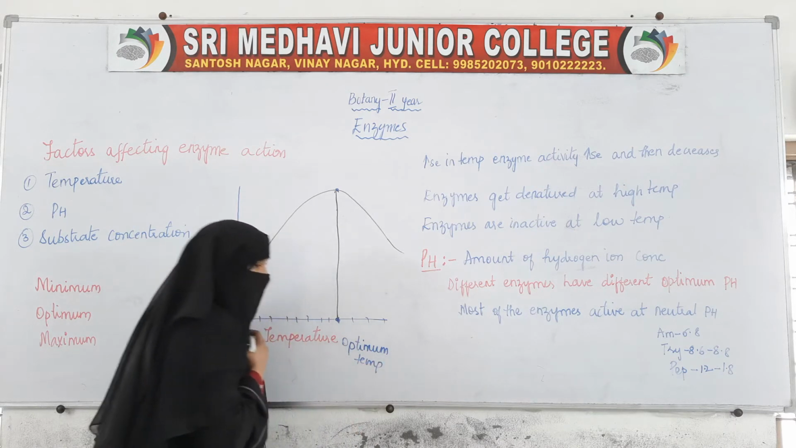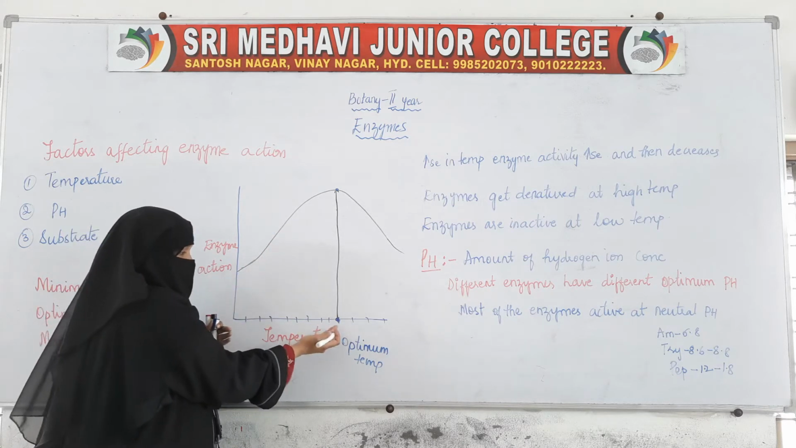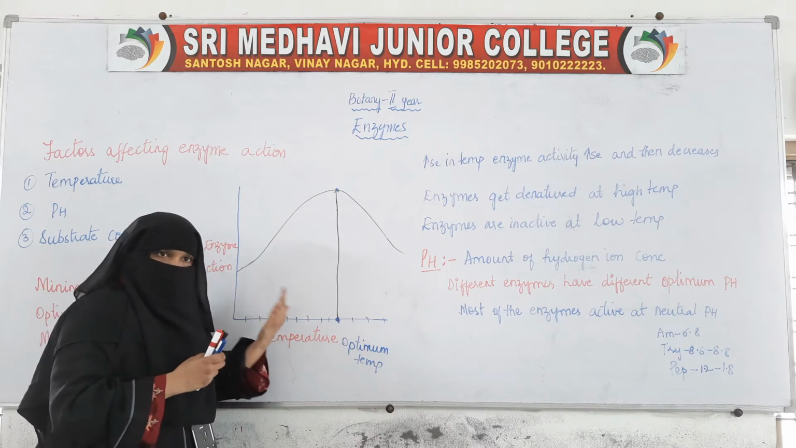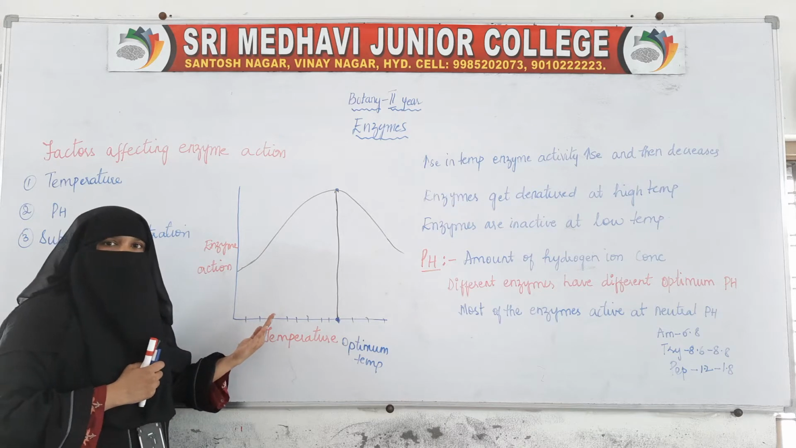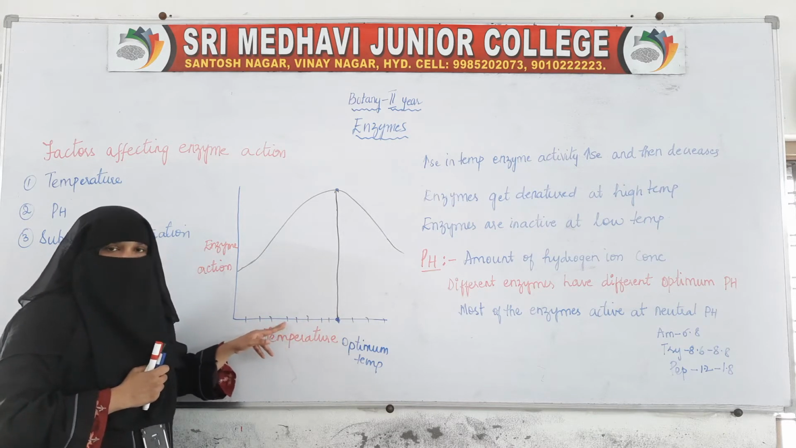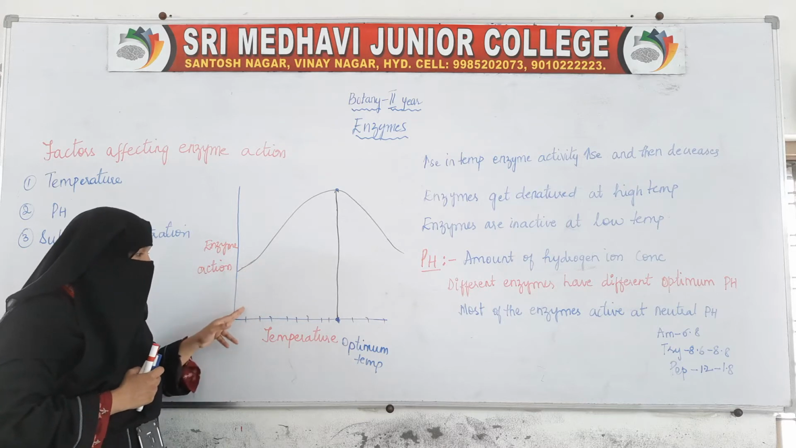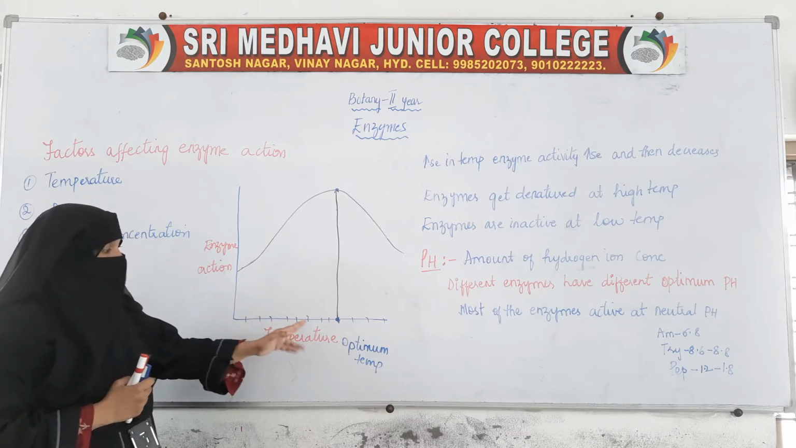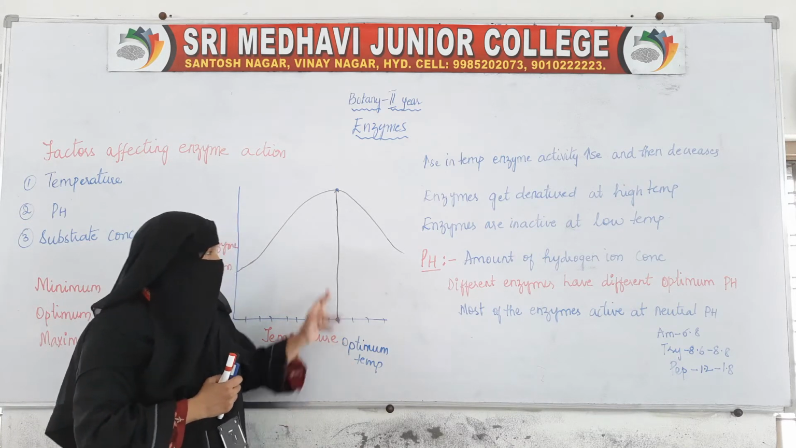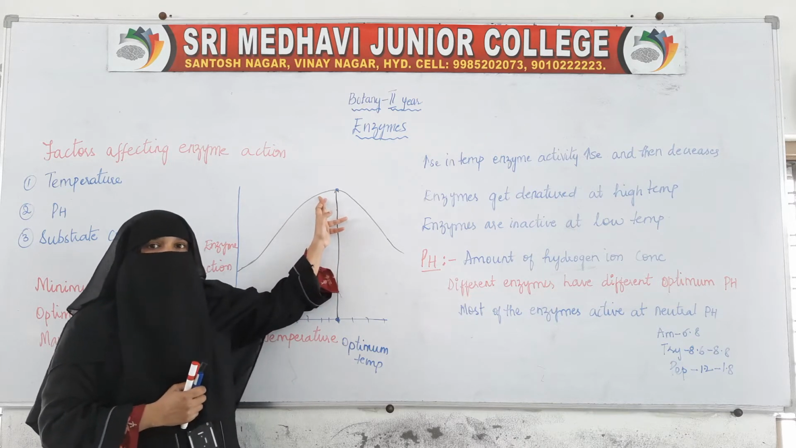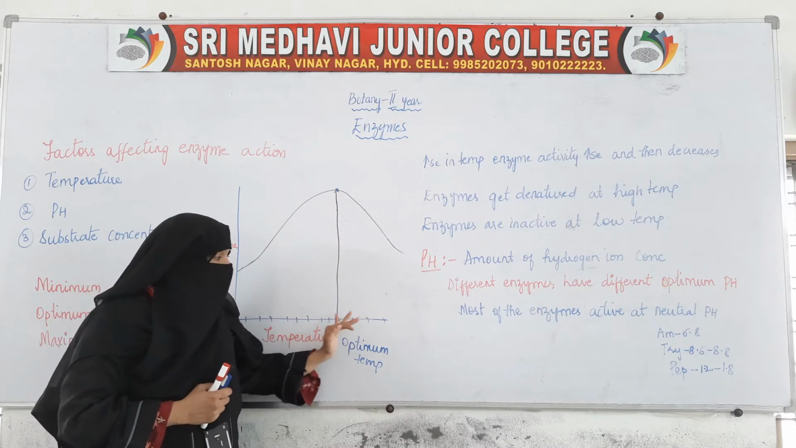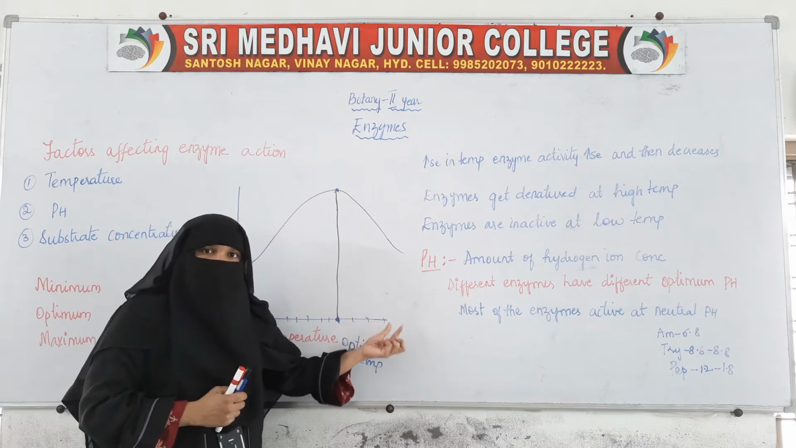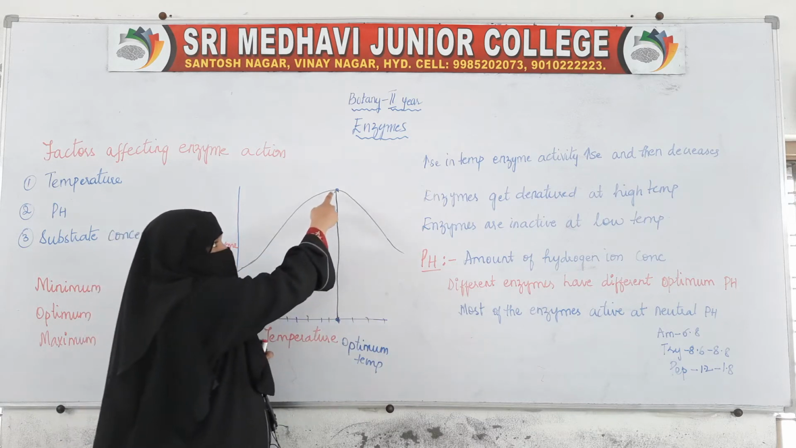Below the optimum temperature, as the temperature decreases, the enzymatic activity will also decrease. The enzymatic activity will be maximum at the optimum temperature, but as we move forward from this optimum temperature and the temperature increases, what is happening to the enzyme action? Look at the graph.